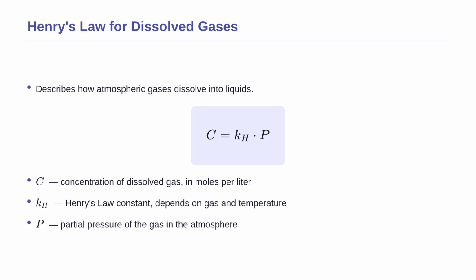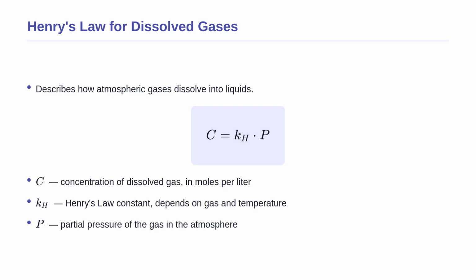To understand exactly how much oxygen can dissolve into the water, we use Henry's law. Conceptually, this law states that the amount of dissolved gas is directly proportional to the pressure of that gas in the air above the liquid. In our formula, C represents the concentration of the dissolved oxygen in the water. The symbol K sub H is Henry's law constant, which is a specific value that changes depending on the water's temperature. Finally, P represents the partial pressure of oxygen in the atmosphere.